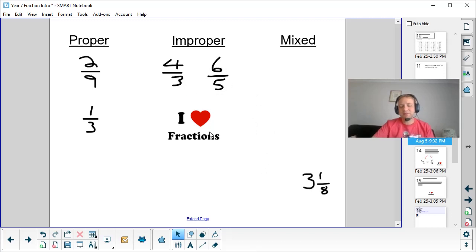And then to be mixed is to just have a combination of things. So this mixed fraction here, this mixed number has a whole number, a 3, and 1/8 to go with it. So that's the difference between proper, improper, and mixed. Now we can start converting them.